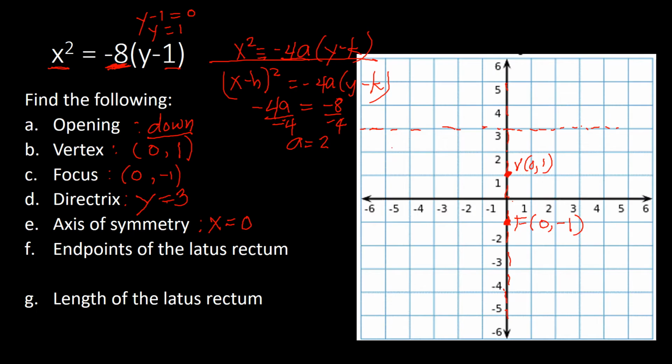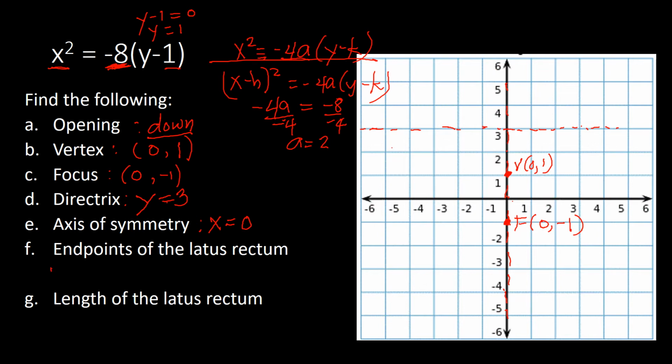Next, we go for the endpoints of the latus rectum. For the endpoints of the latus rectum, we always start on the focus, and then we count the number of units. So how many units are we counting? Now, for the endpoints of the latus rectum, we have 2a, 2 times a, as the distance from the focus to that particular endpoint.